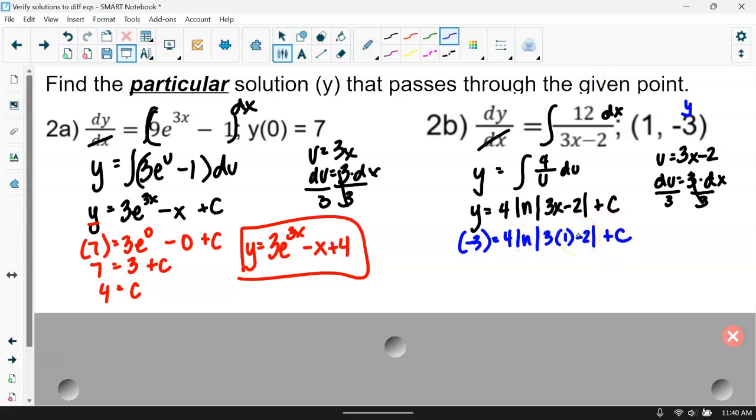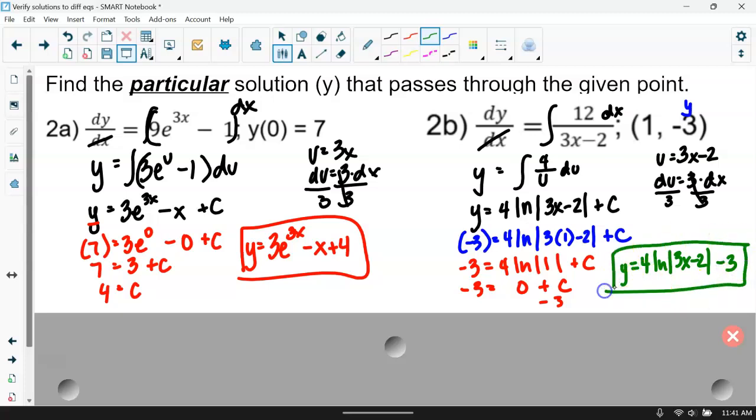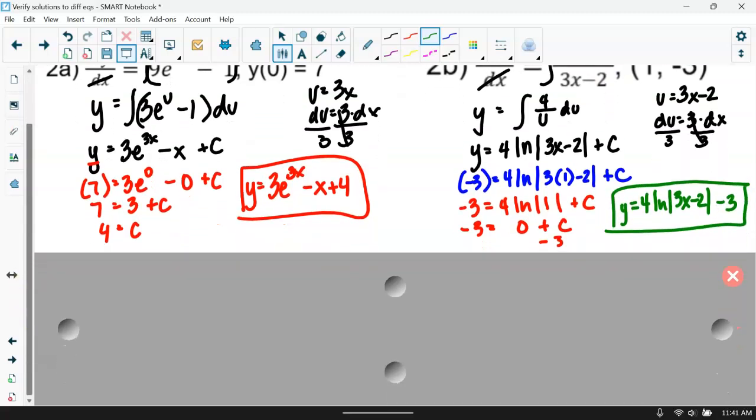Now notice by simplifying here, we've got -3 is equal to 4 times the natural log of 1 plus c. Well, natural log of 1 is 0. So, and 4 times 0 is 0. So -3 is equal to 0 plus c. So that means what does c have to be? -3. So that's our particular solution. y is equal to 4 times the natural log of 3x minus 2 minus 3. That is the particular solution.